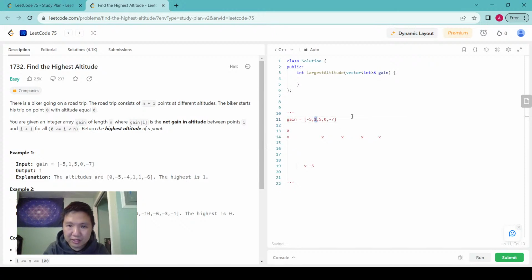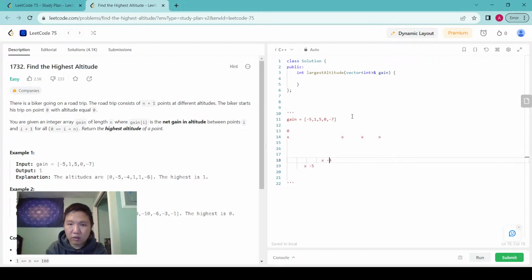So it's important to note that this 1 doesn't mean that this x here is at altitude 1. It means it's 1 more than the previous one, which is this one, and that previous one was at altitude -5. So this x2 is actually here, and its altitude is -4. It's one more than the previous one.